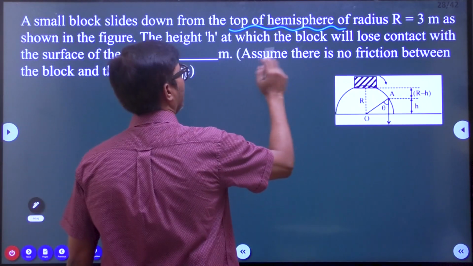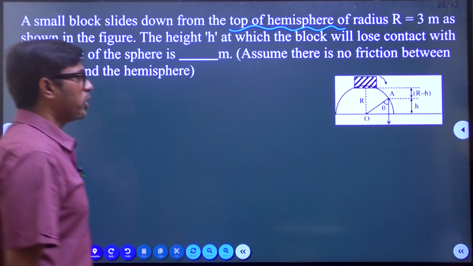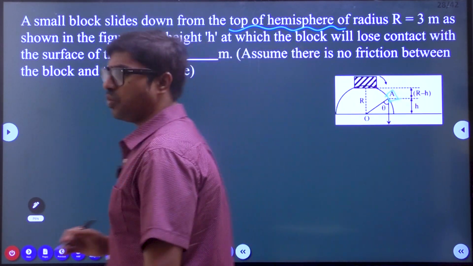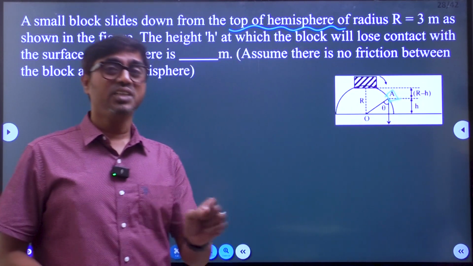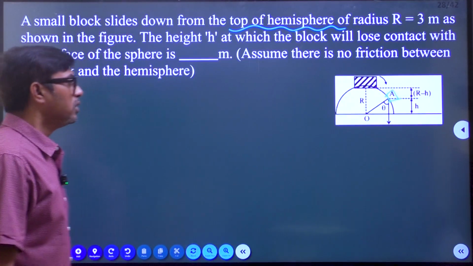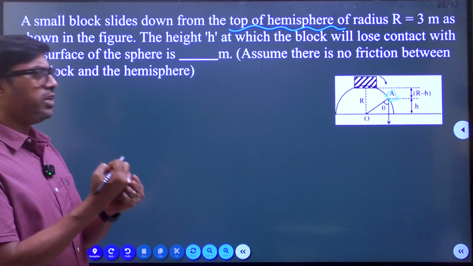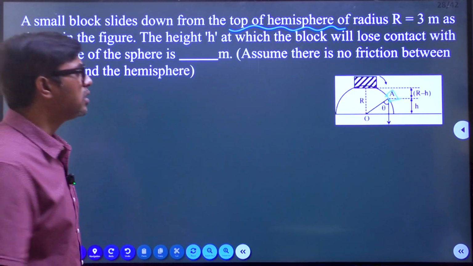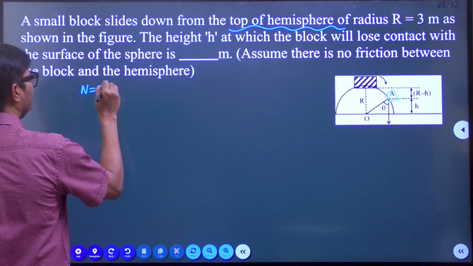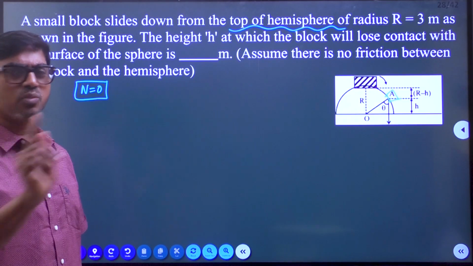So what is it? The height h at which the block will lose contact with the surface of the sphere is. Okay, let us assume that it is losing contact here. Now, what is the mathematical condition which suggests that it is losing contact? Losing contact is a physical term, but that doesn't give an equation for me. I need to have an equation corresponding to that particular condition. So whenever it is losing contact, normal reaction has to be zero. Remember it. Whenever they say losing contact, normal reaction zero.